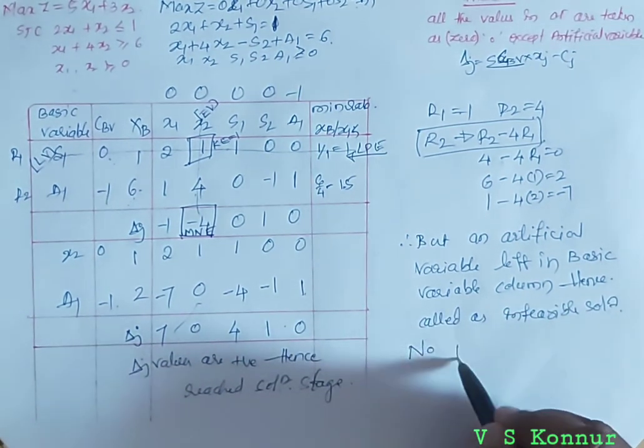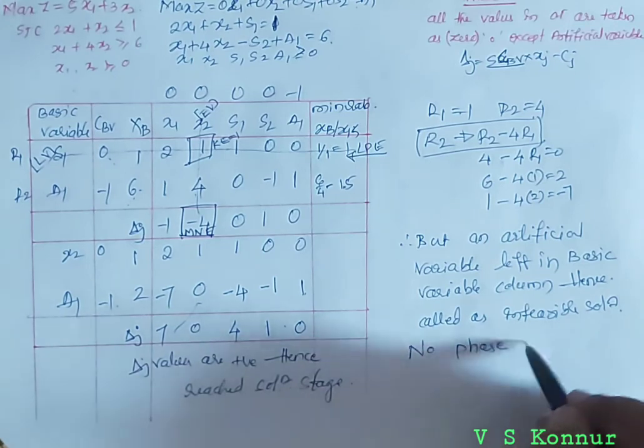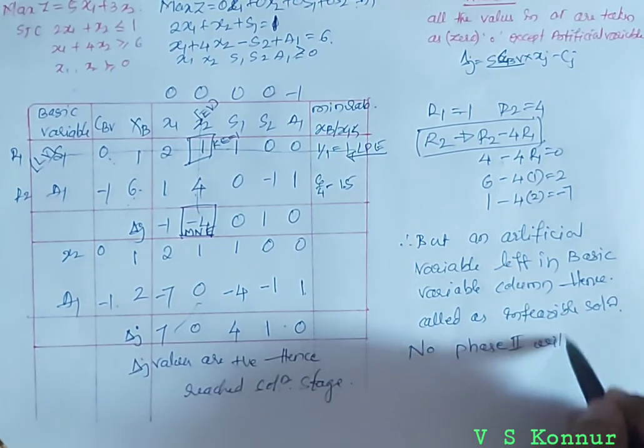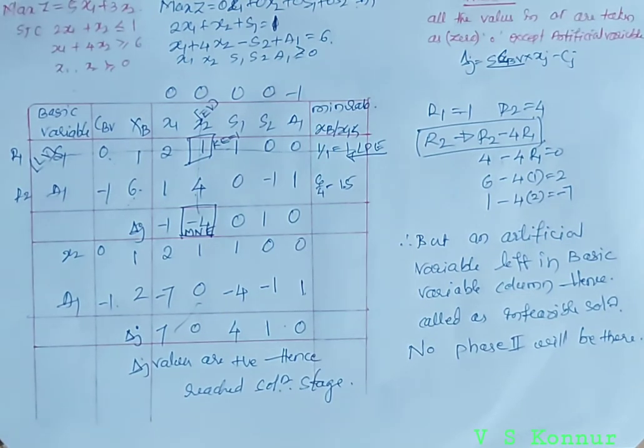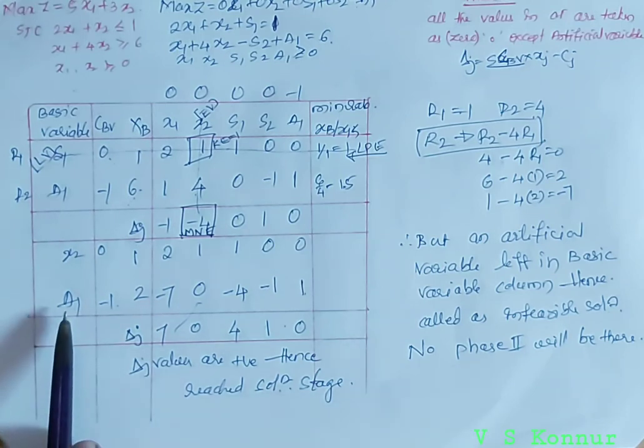No phase 2 will be there. There is no phase 2 for this type of problem. If any artificial variable is left in the basic variable column, it will not move to phase 2. Please remember this.